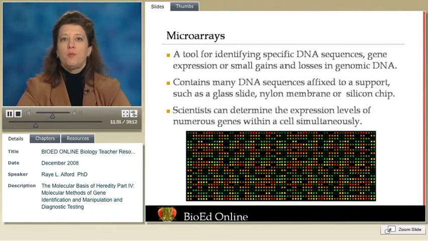This is a useful approach for comparing gene expression between normal and diseased tissue. Any differences found could indicate candidate genes associated with susceptibility to or progression of the disease.